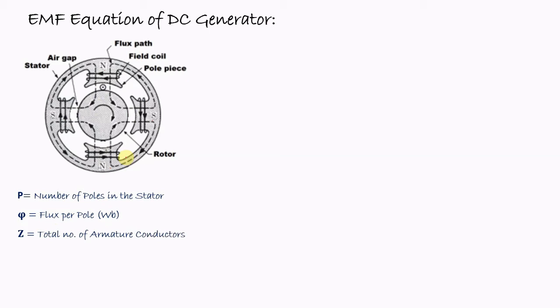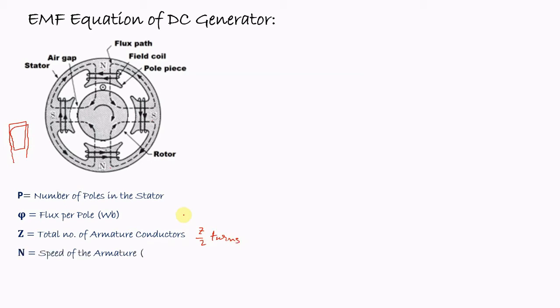Consider there are total Z number of conductors on the armature. Although we have considered only one conductor here, actually there will be many conductors on the armature slots, and we consider Z number of total armature conductors. Remember one thing, the conductors in the armature are basically placed in coils. So one turn is basically considered as two conductors. So if there is Z number of conductors, that means there will be Z by 2 number of turns, because one turn means there are two conductors.